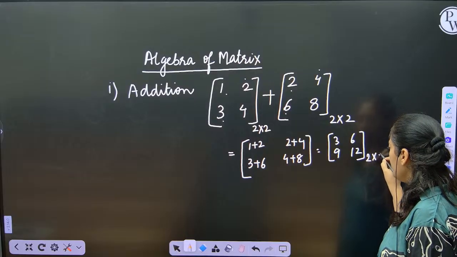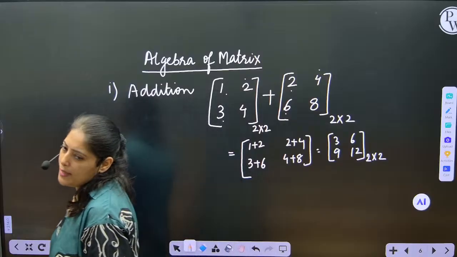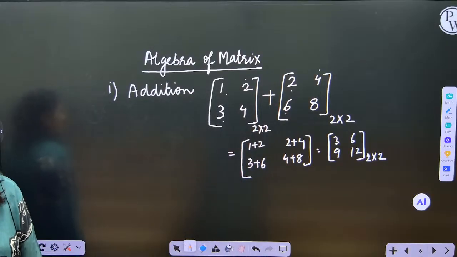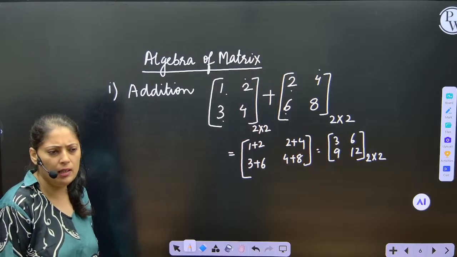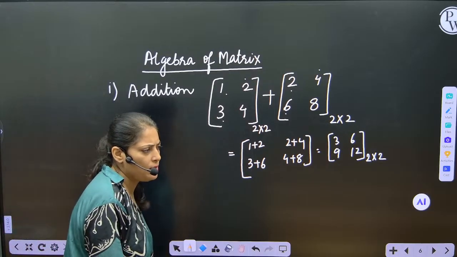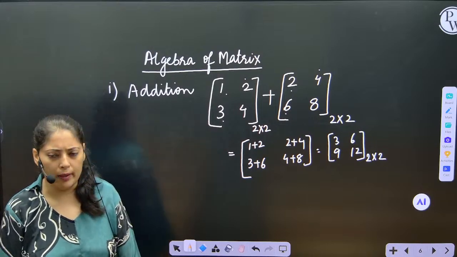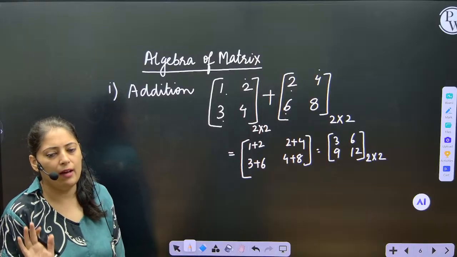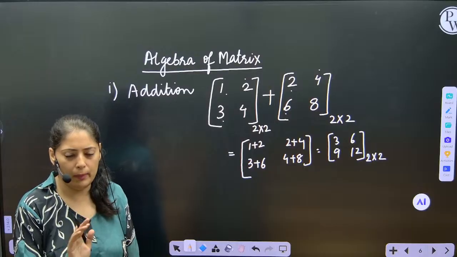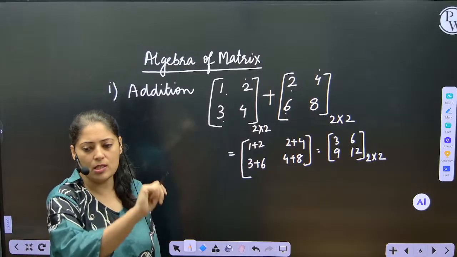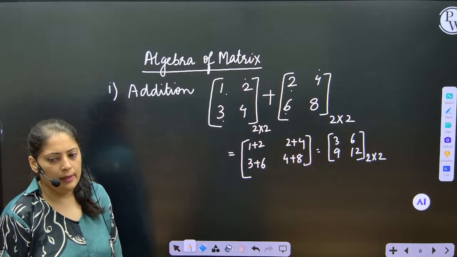So again, you will see the order is coming out to be the same. Of course, the order will come out to be the same. We have not done any alteration or anything with the order. We have only added the corresponding elements.